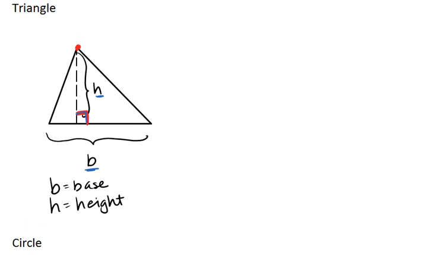So with any triangle, whatever side you name as the base, go to the opposite vertex and drop a line straight down so it makes a right angle, and that will be your height.